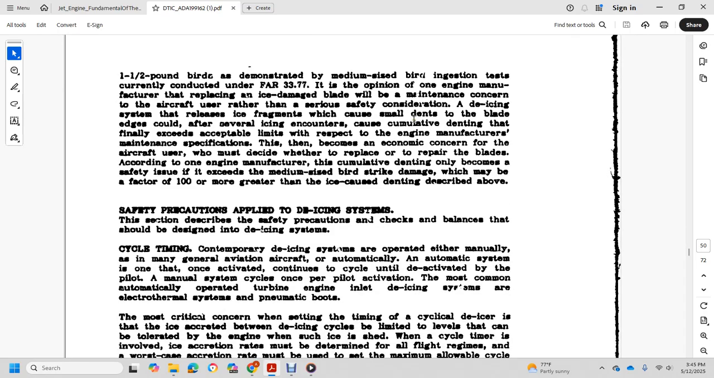This section describes safety precautions, checking the balance of the distributed design with the de-icing system. With cycling times, contemporary de-icing systems are operated manually, or, generally on aviation aircraft, with automatic systems activated with a continuous cycle and deactivated by the pilot. A manual system cycles once per pilot activation. The most commonly used automatically operated turbine engine inlet de-icing systems are electrothermal systems and pneumatic boots.